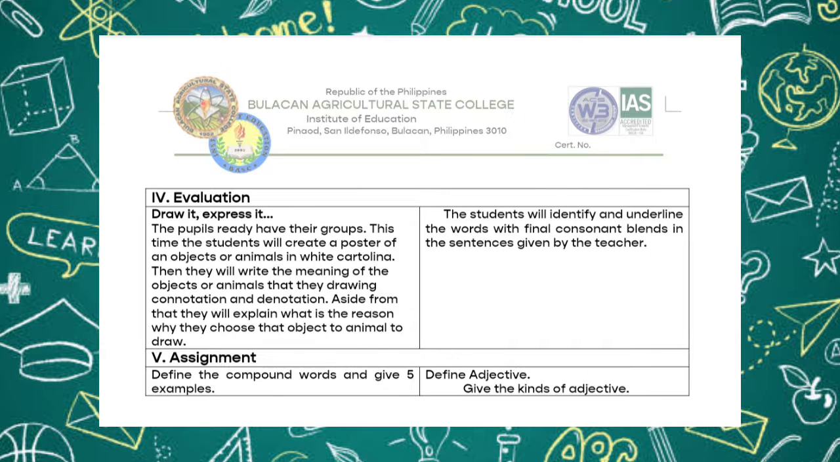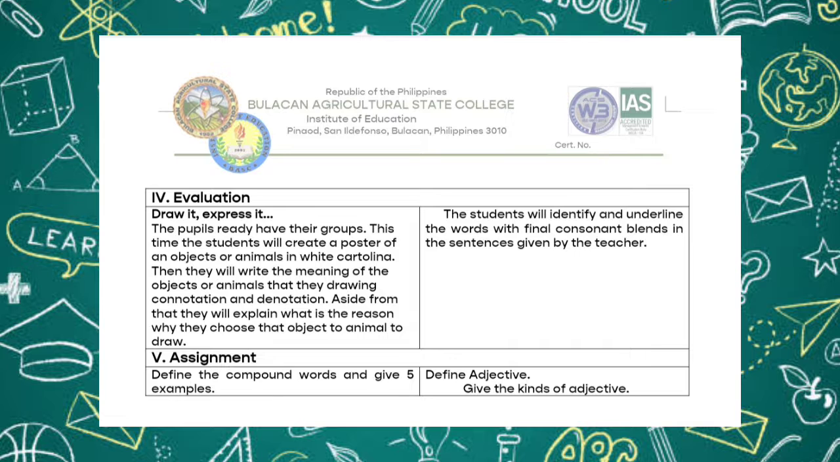Evaluation in the grade 4 column: draw it, express it. The pupils already have their groups. This time, the students will create a poster of an object or animal on white cartolina. Then they will write the meaning of the object or animal that they drew. Aside from that, they will explain the reason why they chose the object or animal to draw.